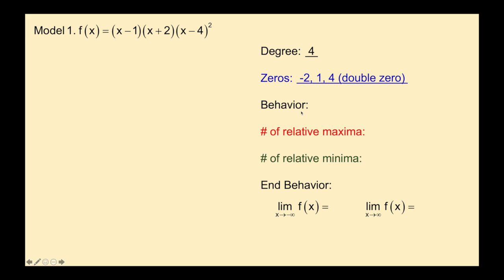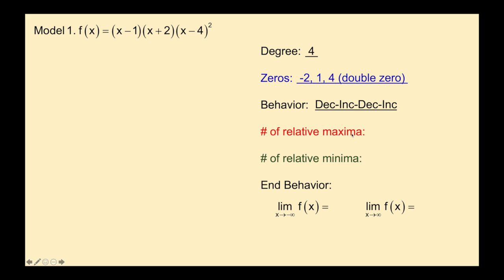As far as the behavior, because it's got a positive lead coefficient, I know it's going to end going up. So working backwards here, the last one's going to be increasing. And then I need a total of 4 behaviors because it's a 4th degree. So if the last one is up, the one before that is down, the one before that is up, and the first one should be down. So it's decreasing, increasing, decreasing, increasing.